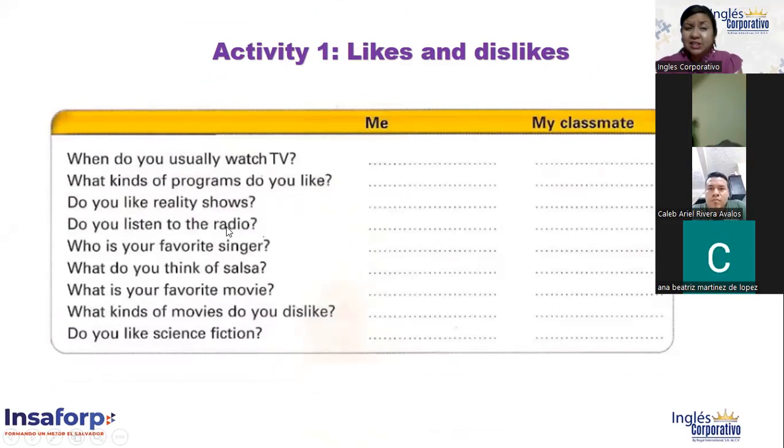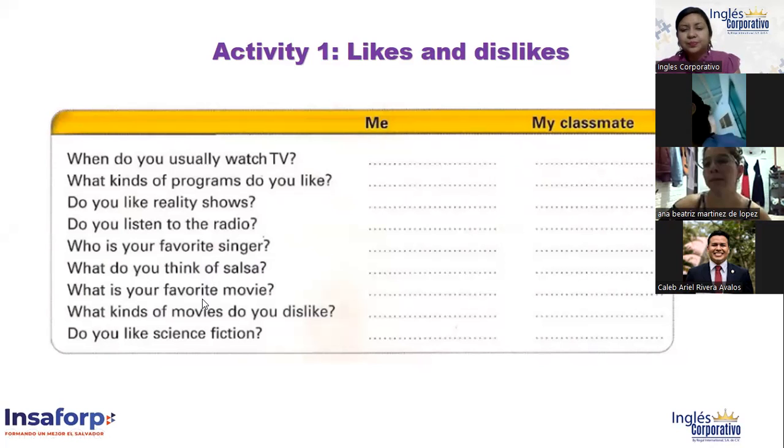Do you like reality shows? Do you listen to the radio? Who is your favorite singer? What do you think of salsa? Or you can change here, you can say, what do you think of reggaeton? What do you think of rock? What do you think of pop? What do you think of classical music? What's your favorite movie? What kinds of movies do you dislike? You don't like it. And do you like science fiction? So we're going to practice these questions.